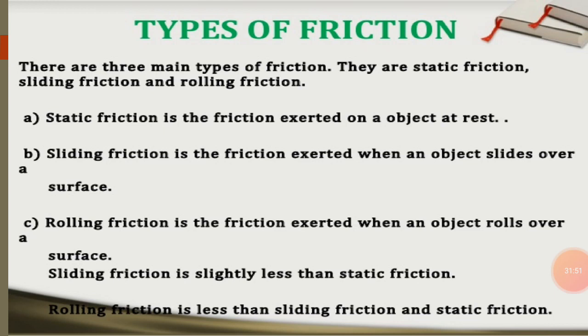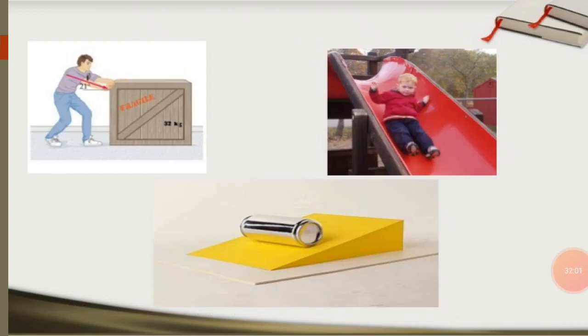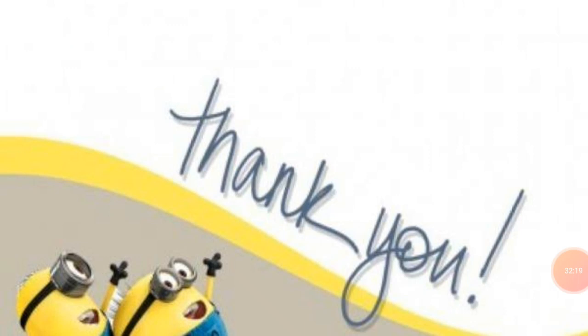So this is about rolling friction, static friction, and sliding friction. I have told you about all three types of friction. Here there is one diagram given to you that shows the rolling friction, sliding friction, and static friction. The first diagram shows the static friction, the second one shows the sliding friction, and the third diagram shows the rolling friction. So this is about the topics that I have told you today. Some topics are still remaining, and we will come back with the other topics very soon.